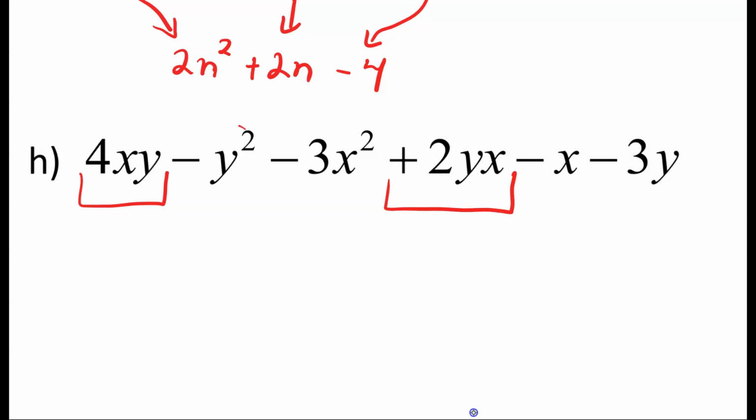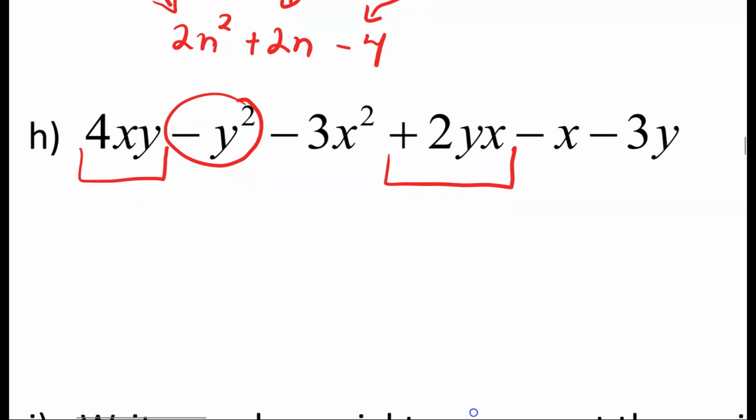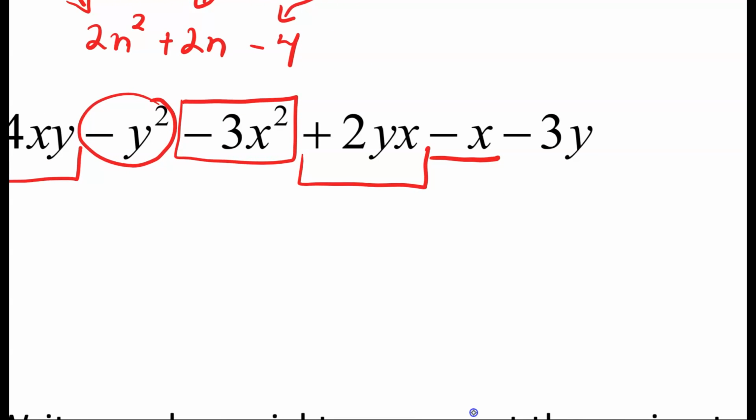Then I have my y squared. Don't forget to circle your negative in there. So I'm looking for any other y squared, which is, well, there isn't any. After that, I have my negative 3x squared, so I'm looking for x squared. I'm just going to do a full box on this one. So any x squared, well, there is no other x squared. Then I have negative x. Well, there's no other x by itself. And then I have y. Well, let's do an overline. So I have negative 3y.